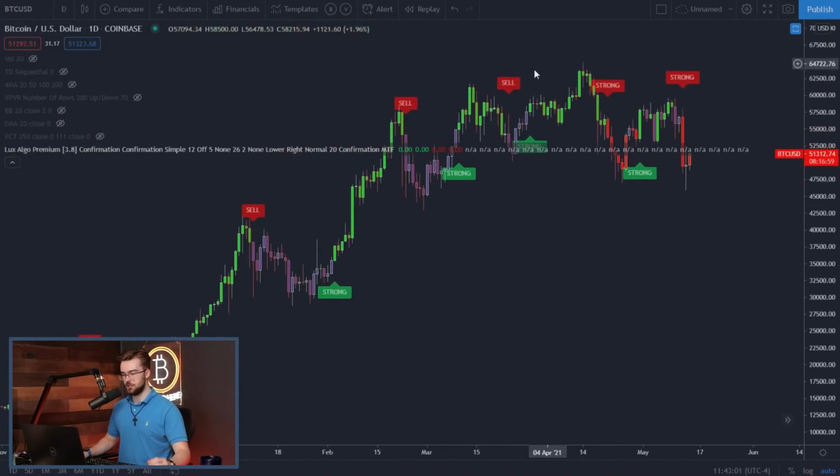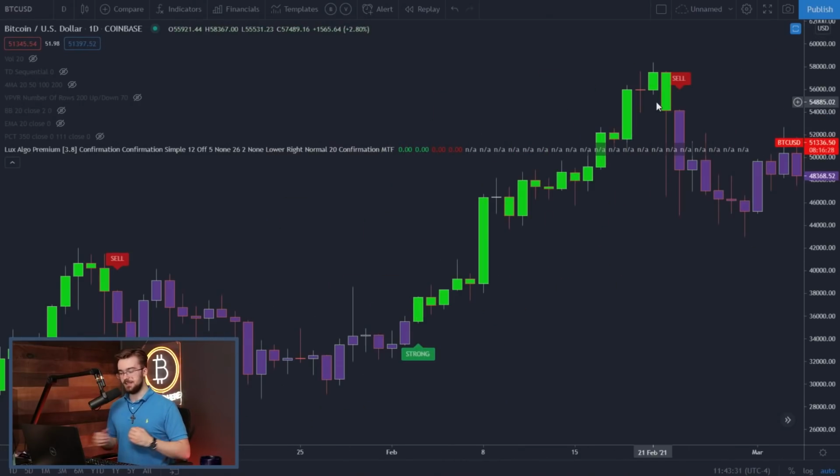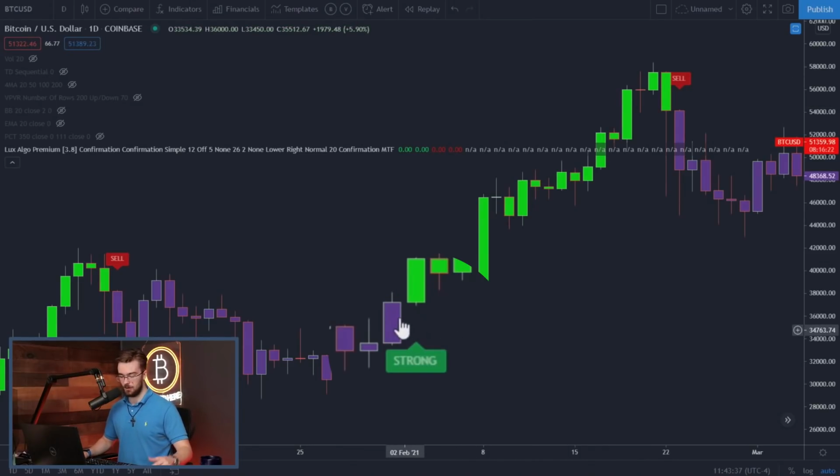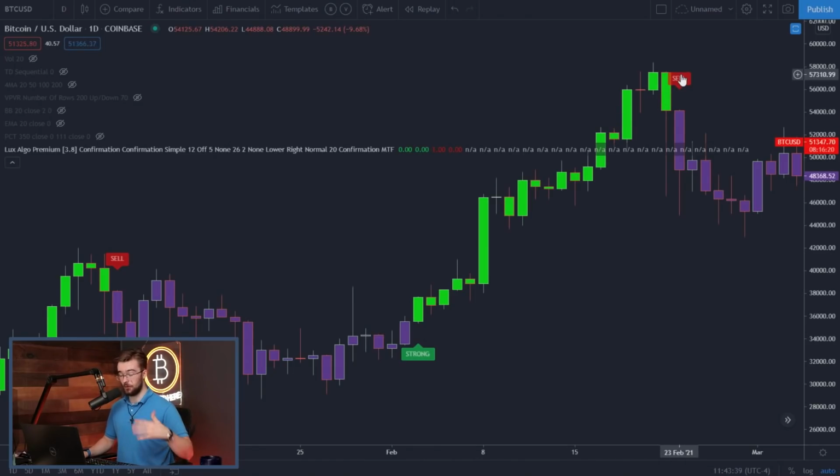The first thing I want to bring your attention to are these different sell and buy signals and the color of the candlesticks. These green candlesticks represent a strong buy order. It typically means that the market is in an uptrend, and as you can see in this period of market in February, that is exactly true. Right around the time we hit the top, we saw a sell signal. We'll talk about that in a second.